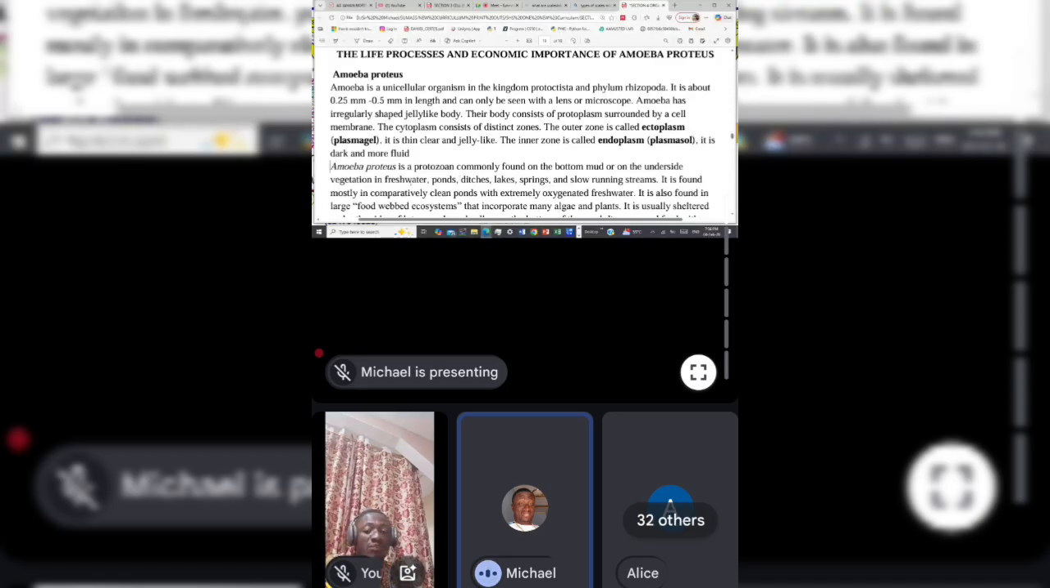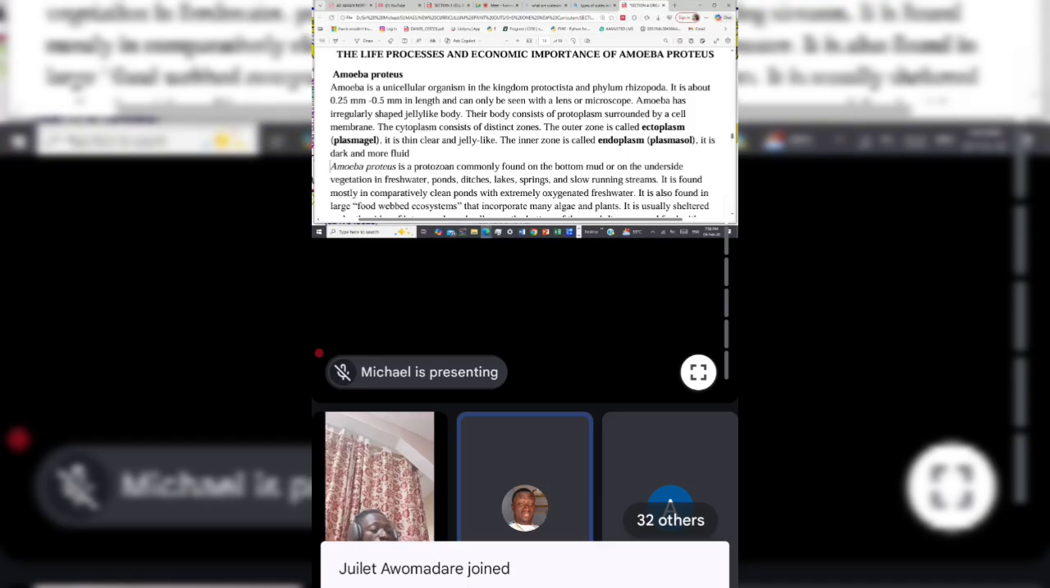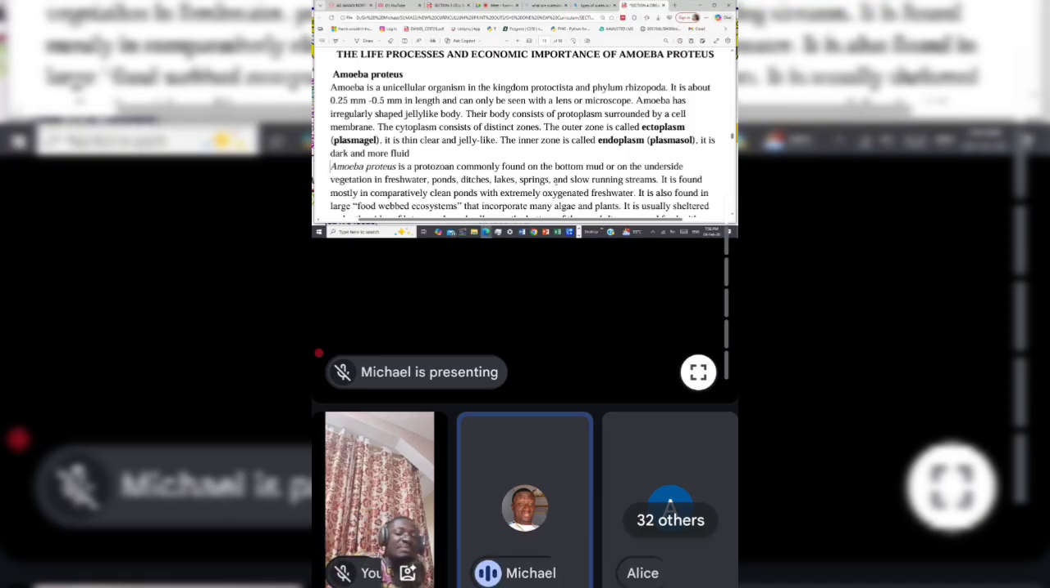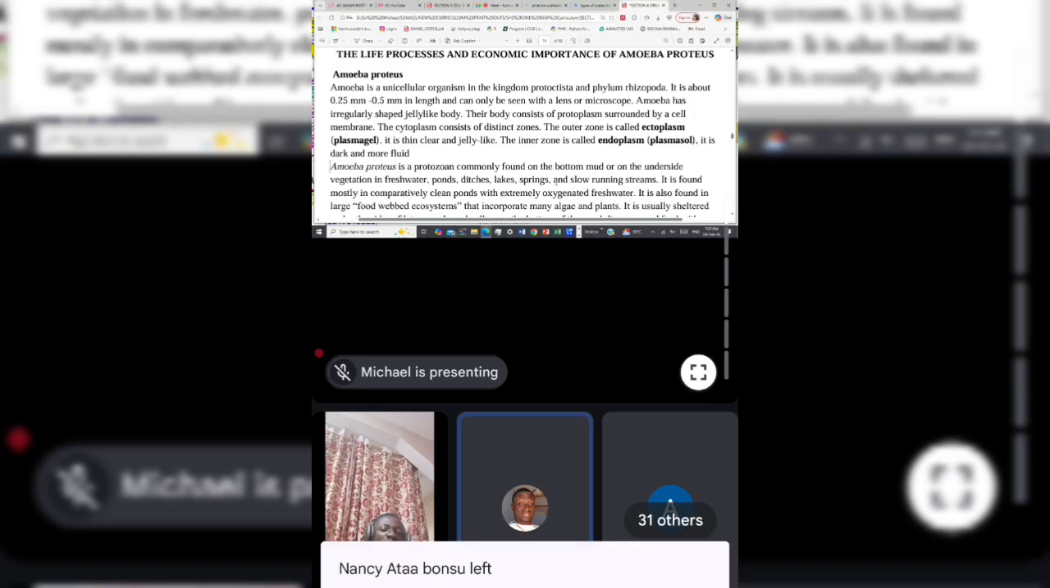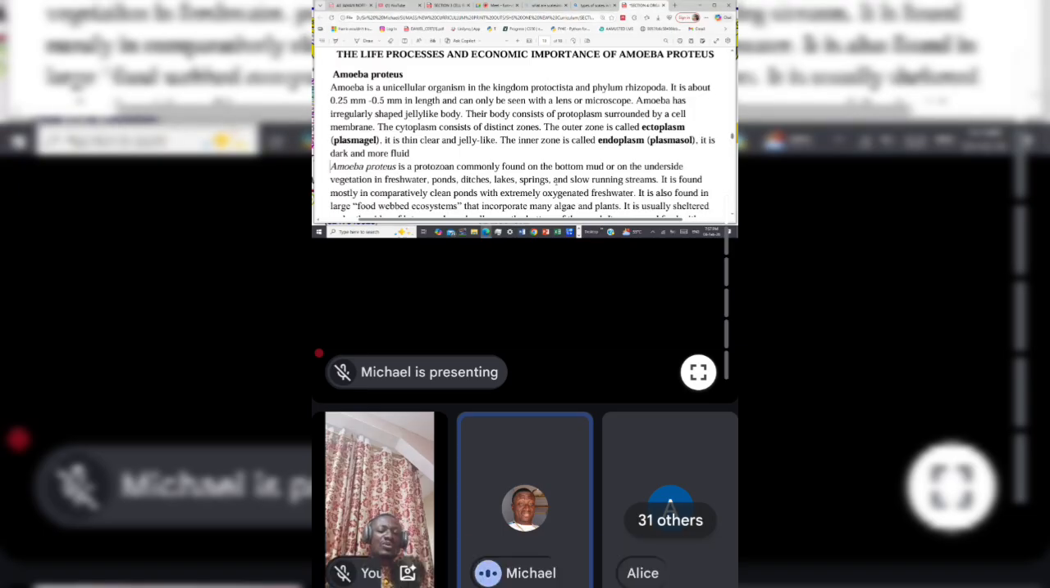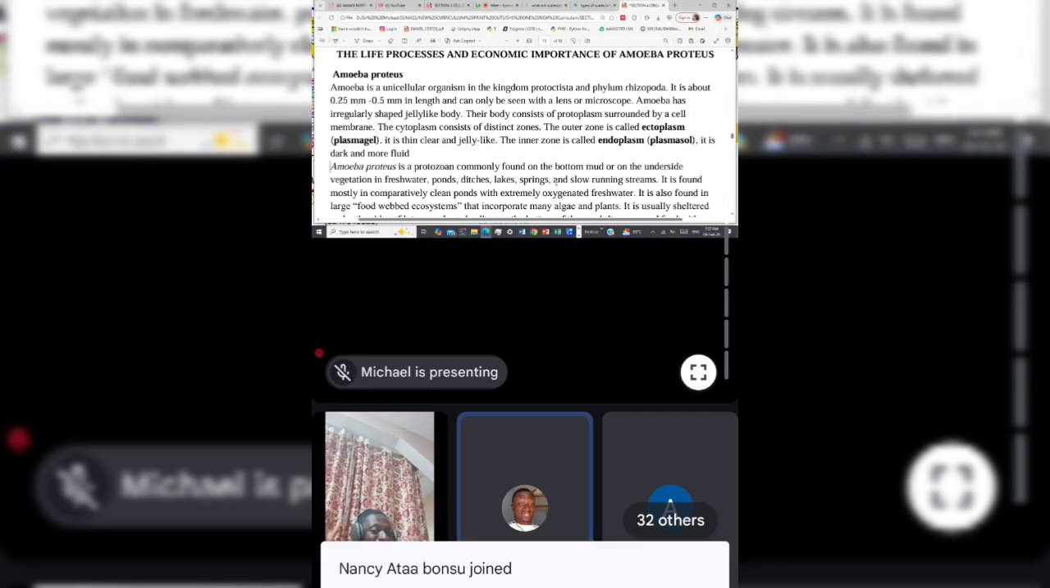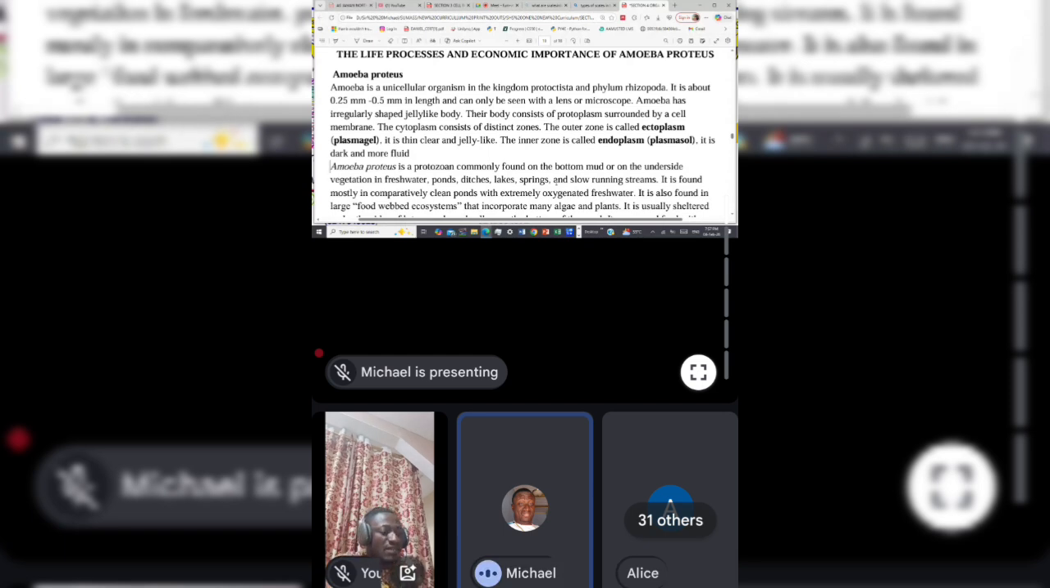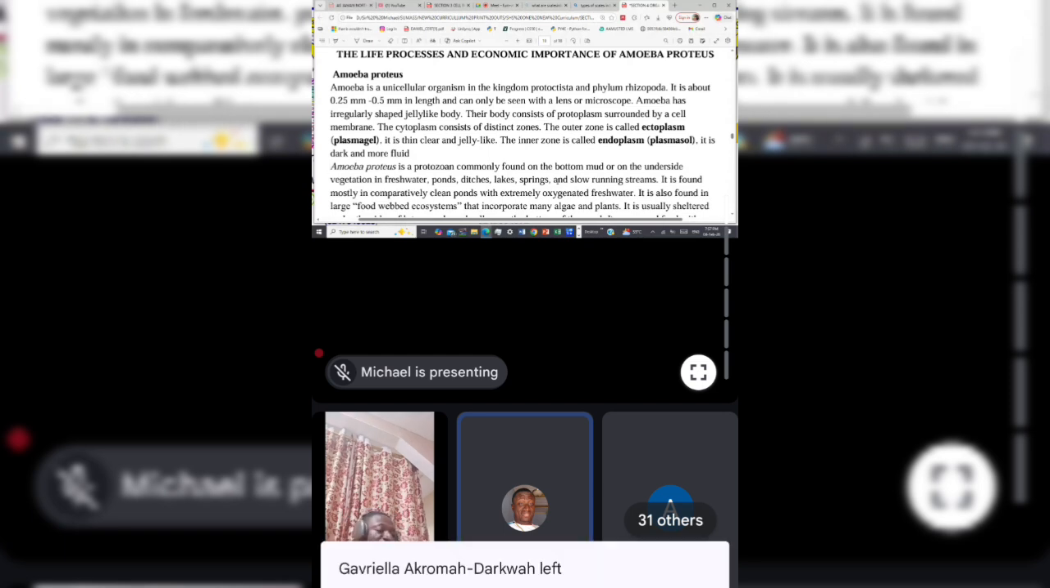It could be found in ponds, ditches, lakes, springs, and slow running streams. Looking at its structure, it's like cotton wool that has been opened up inside water, very soft. So it can't stay in fast moving water like a river. It can't live over there because that can distract or kill the cell, since it's very soft and very fluid. So it lives in either stagnant or slow moving water bodies. That is why amoeba can stay in such an environment.